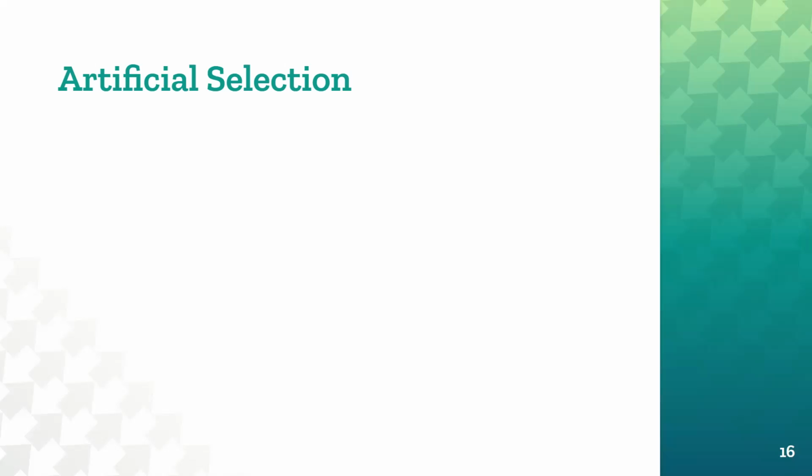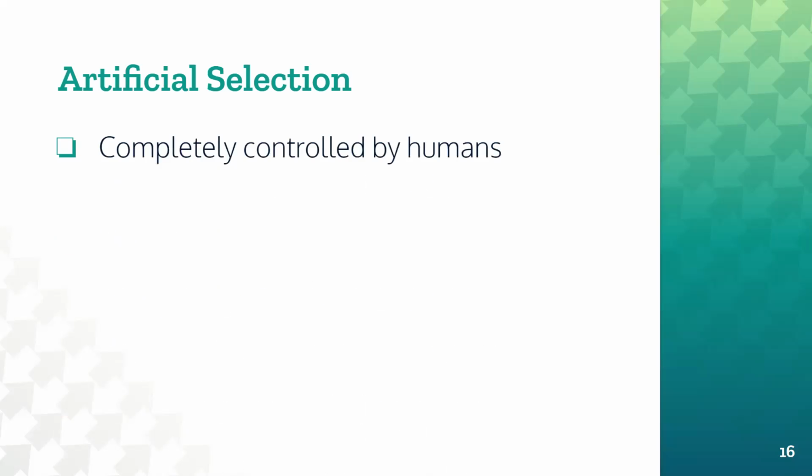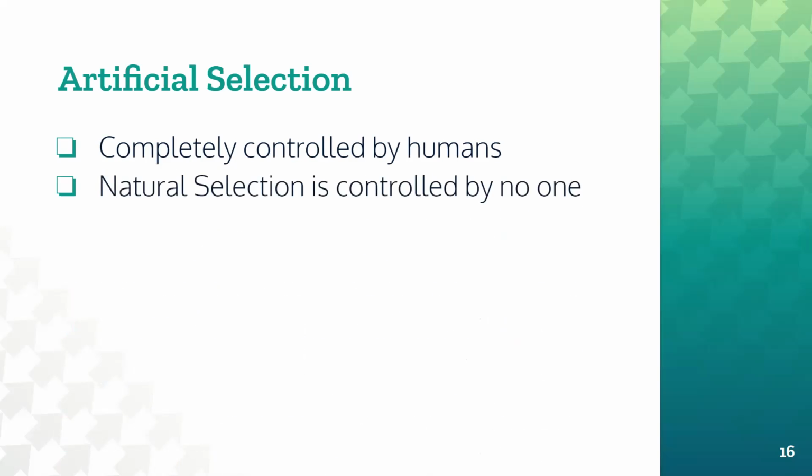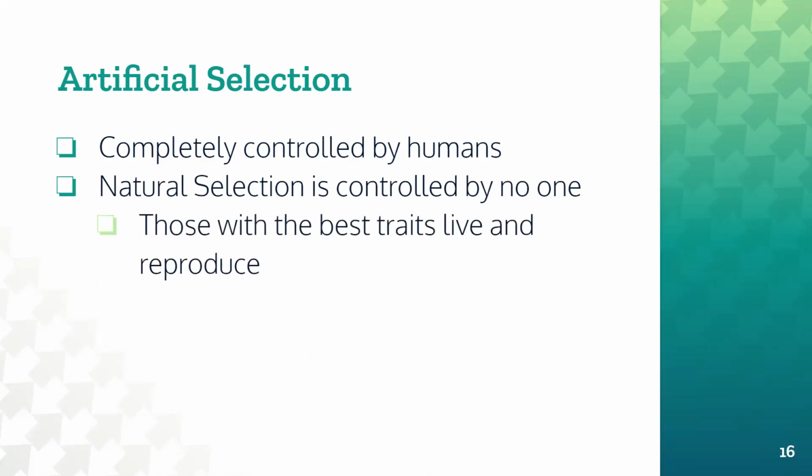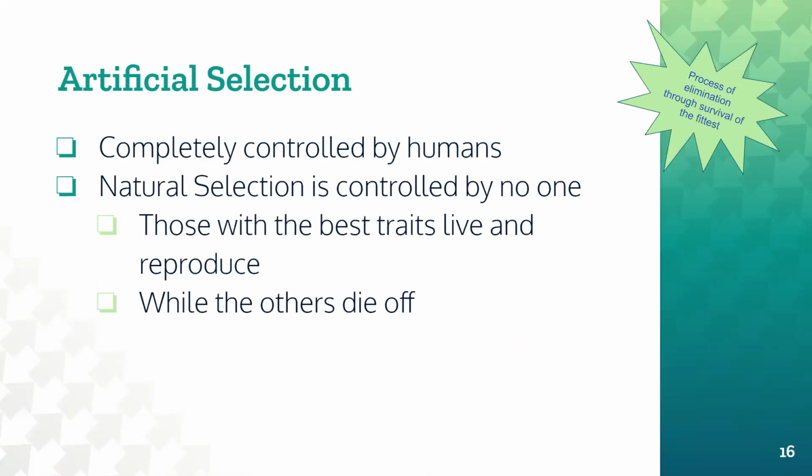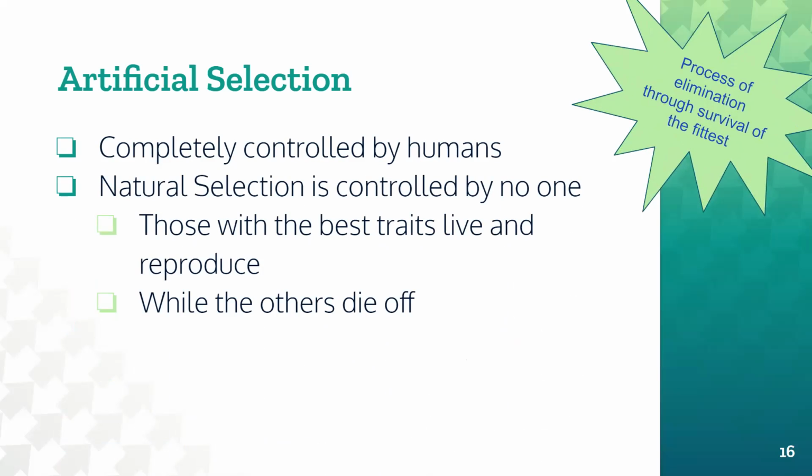Unlike natural selection, artificial selection is nearly completely controlled by humans. However, and this is important to note, natural selection is and cannot be controlled by anyone. The individuals with the best traits live and reproduce, while those with the worst traits die off. It is purely the process of elimination through survival of the fittest.